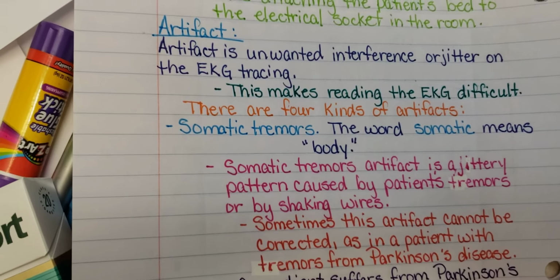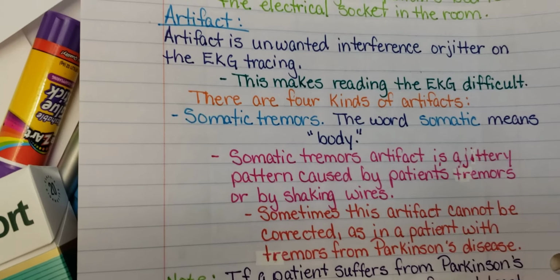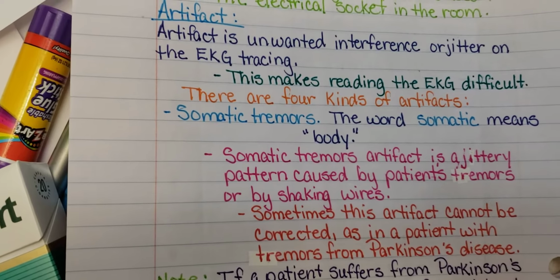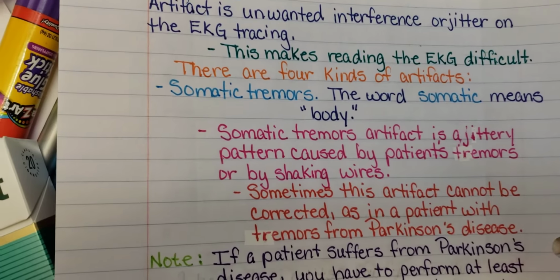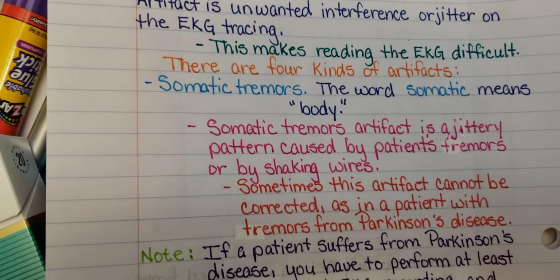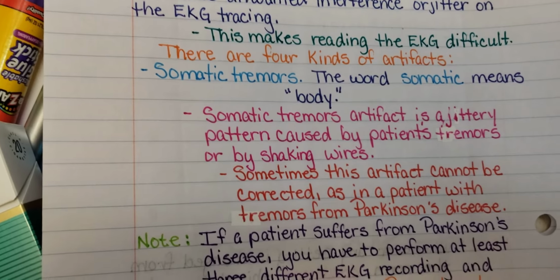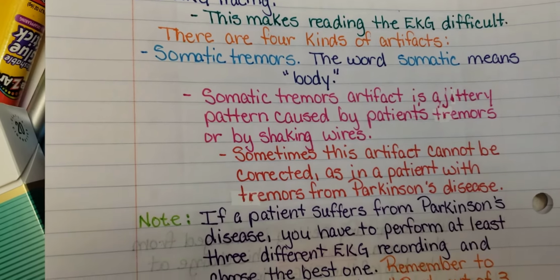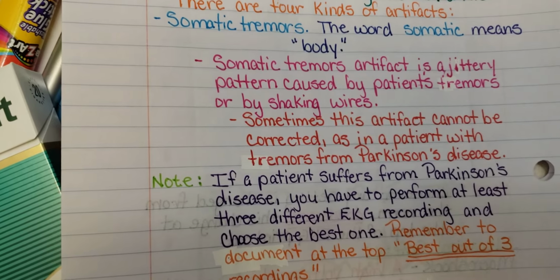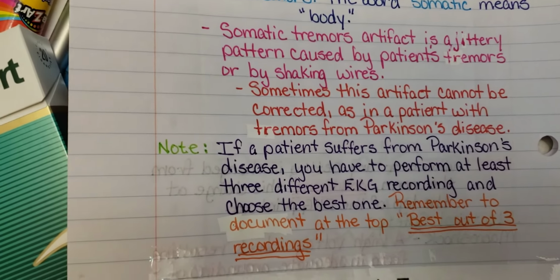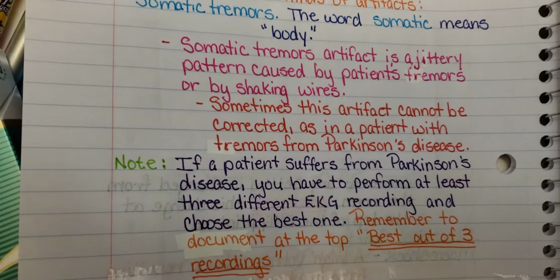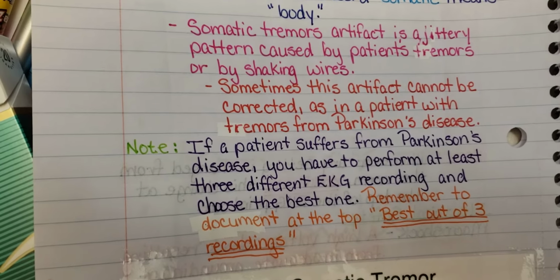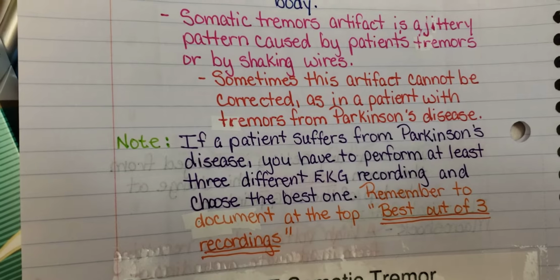Next, we'll talk about artifacts. As we know, artifacts are unwanted interference or jitters on an EKG tracing. This can make reading an EKG very difficult. There are four kinds of artifacts. You have seismic tremor, where seismic means body. Seismic tremor artifacts are a jittery pattern caused by patient tremors or by shaking wires.